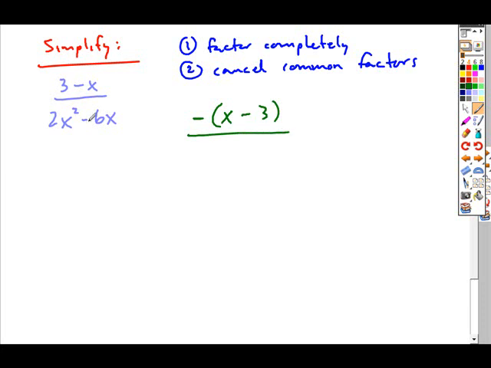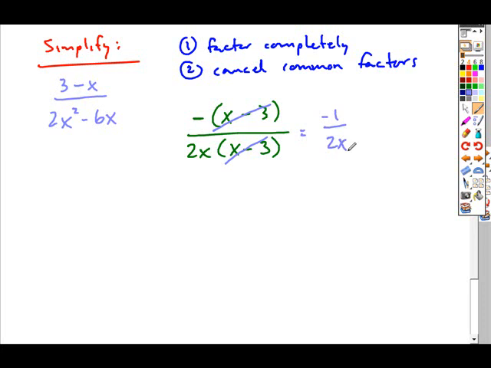Okay, what common factor can we remove from the denominator? 2x, and that also leaves x minus 3. Once we get to this step, we can now cancel our common factors, which is step 2. And when you simplify, you get negative 1 over 2x.